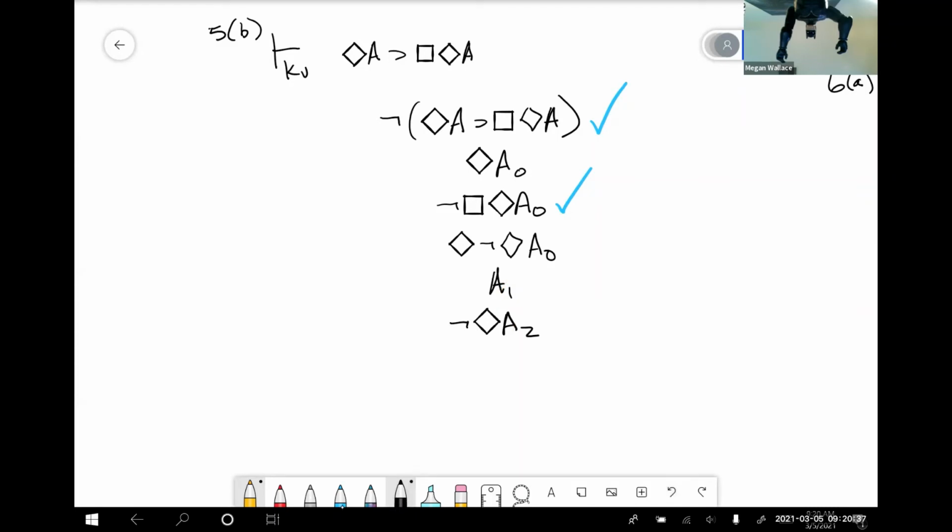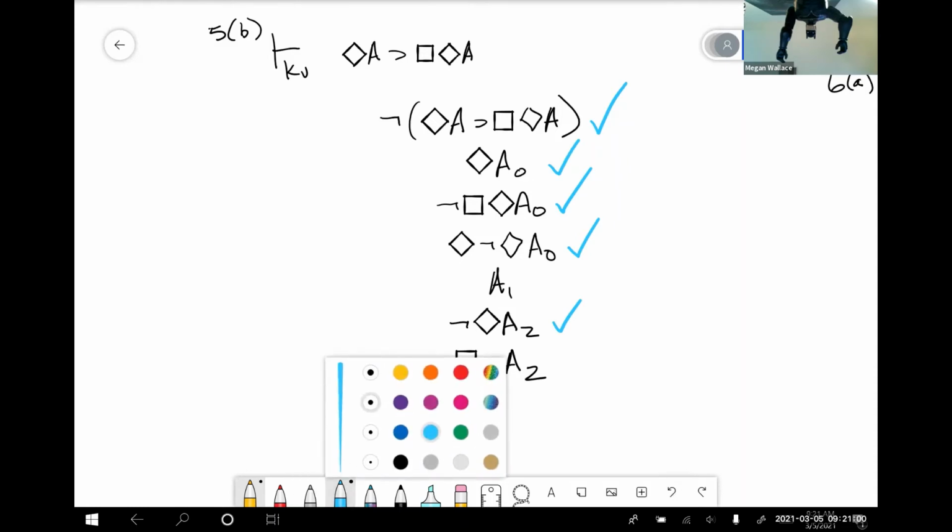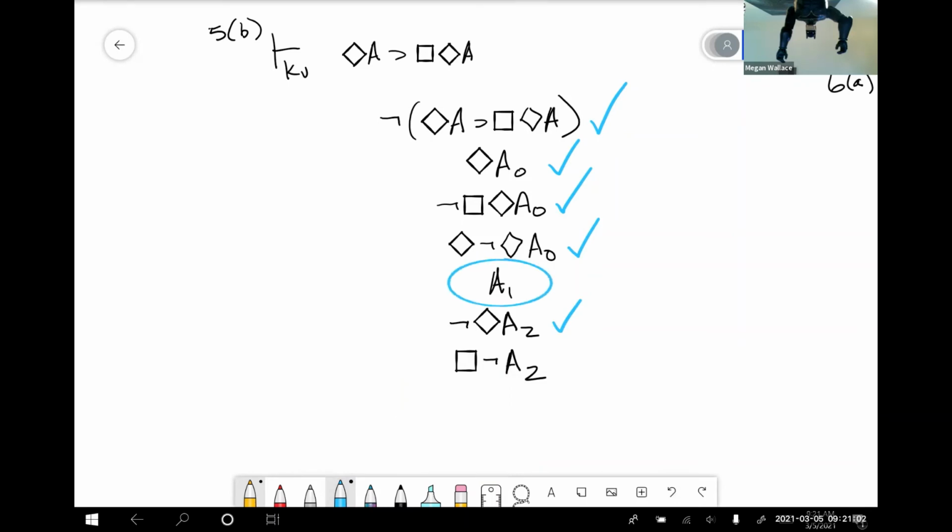From there, you can take this last claim and apply the negated diamond rule to get box negation A at 2. That is me just taking this one right here. We've dealt with this one and this one. Once we've got that, we have this proposition A is true at 1, and now we've got this box claim: box not A at 2.